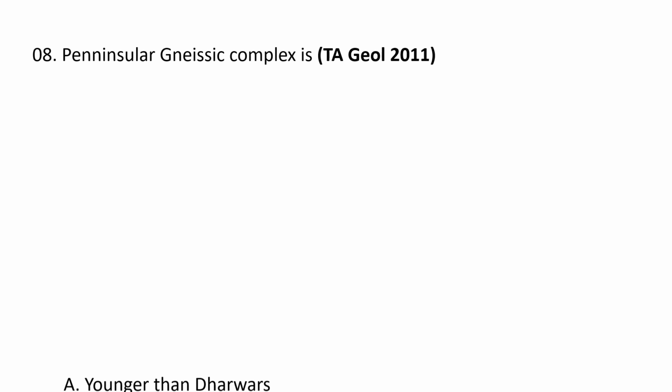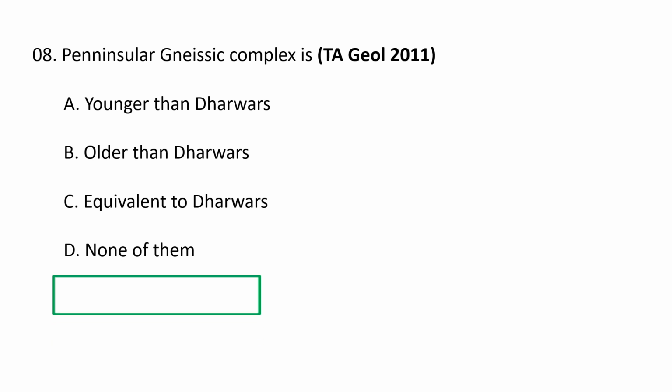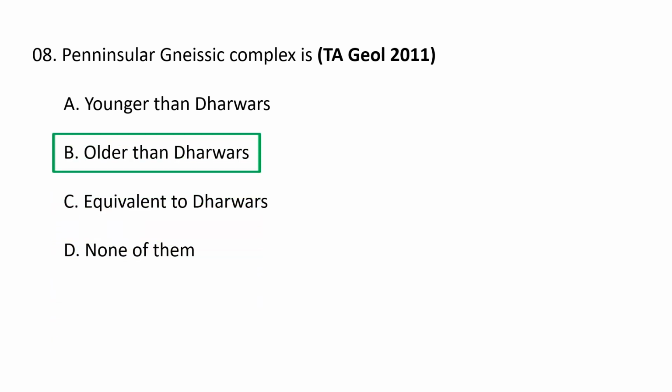Next question. Peninsula gneissic complex is A. Younger than Dharwars, B. Older than Dharwars, C. Equivalent to Dharwars, and D. None of this. So Peninsula gneissic complex is older than the Dharwars, meaning that PGC, that is Peninsula gneiss, is the older rock formation when comparing the two in the Indian geological context. Dharwar rocks are considered to be deposited on top of the older Peninsula gneissic complex.